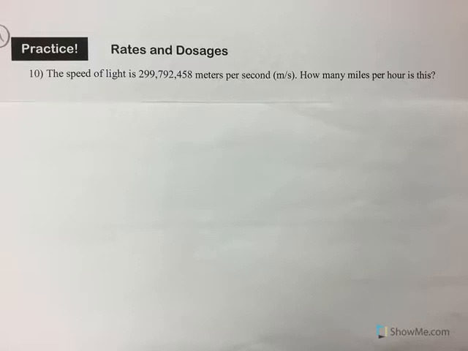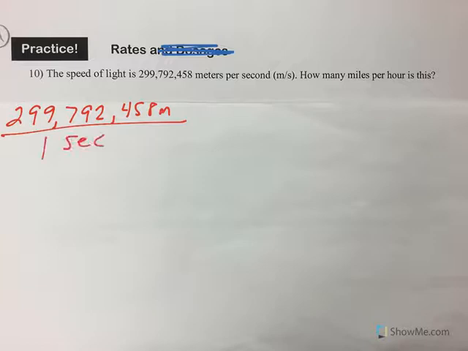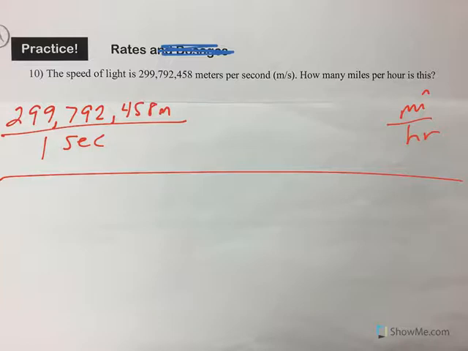Doing a little practice with rates and conversions. Remember, rates is where we have numerator and denominator labels. So the speed of light is 299,792,458 meters per second. How many miles per hour is this? Well, I can't go from meters to miles, but I can go from kilometers to miles.